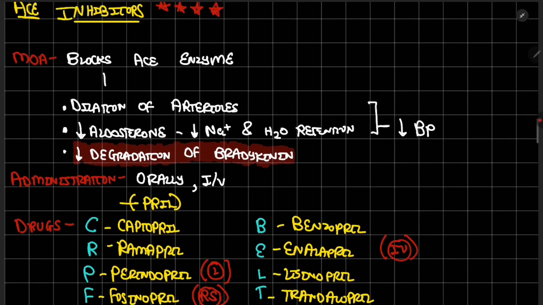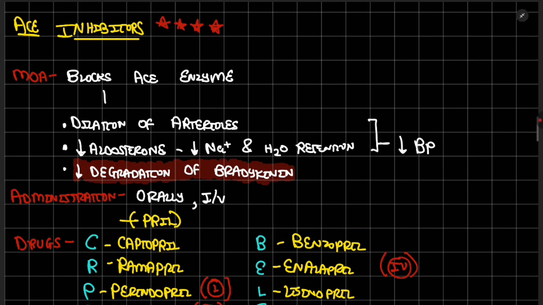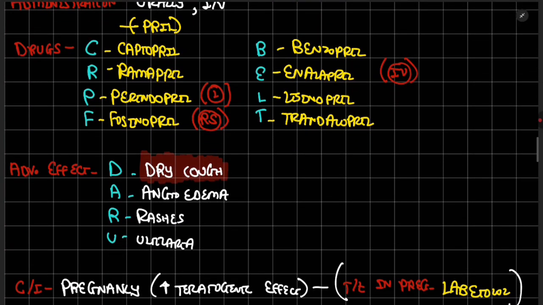Now this was all about ACE inhibitors. The mechanism of action: it blocks the ACE enzyme, angiotensin converting enzyme. So it causes dilation of the arterioles, decreases aldosterone, so decreases H2O and Na plus retention, therefore decreases BP, and also decreases the metabolism or degradation of bradykinin. Administration is oral and IV. Drugs are CRPF belt, and then P is the longest acting, perindopril, fosinopril is renal safe, and enalapril is given IV. They all are prodrugs.